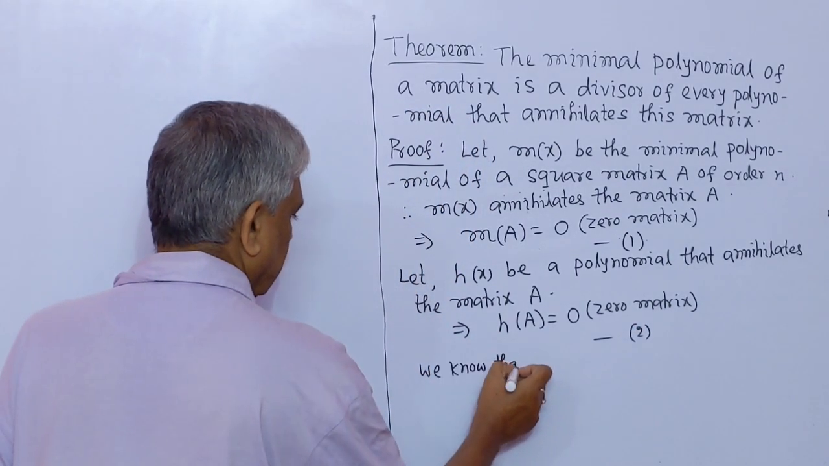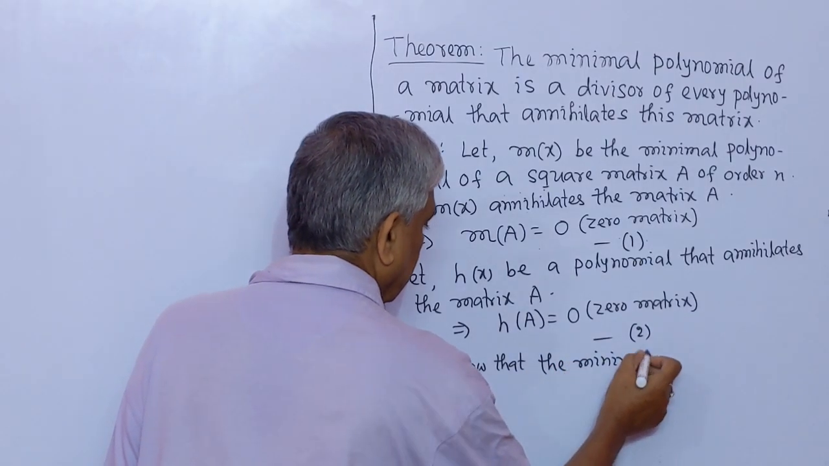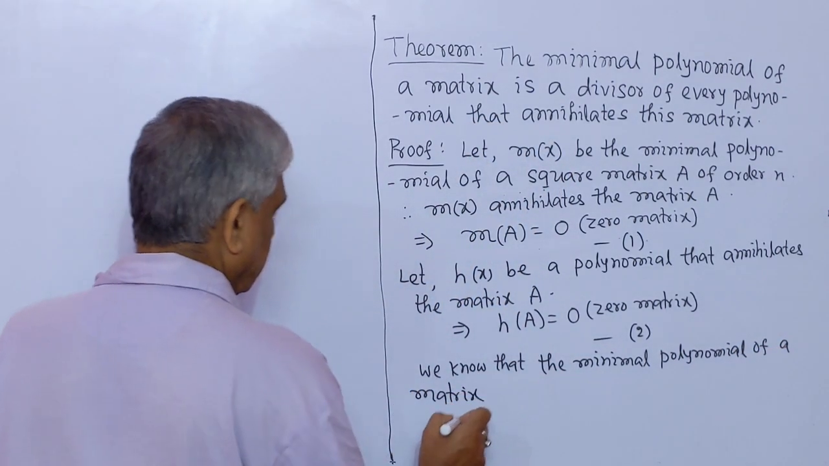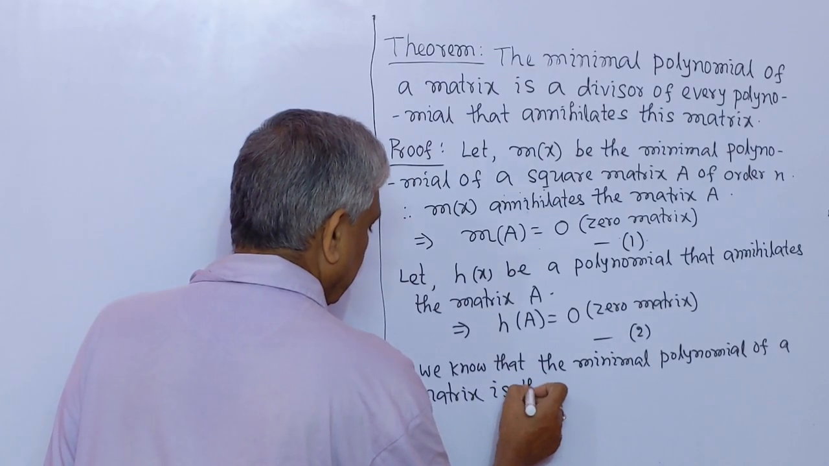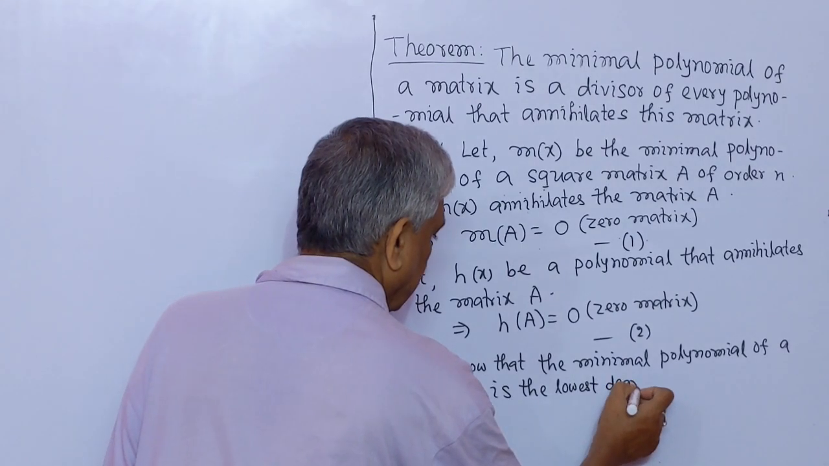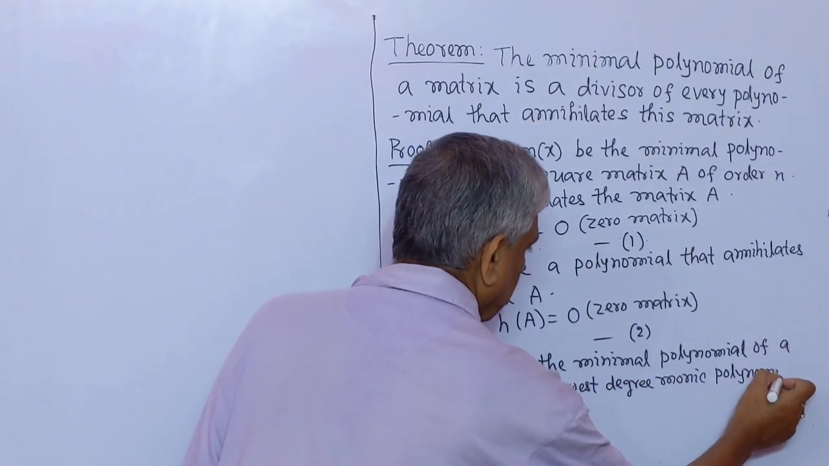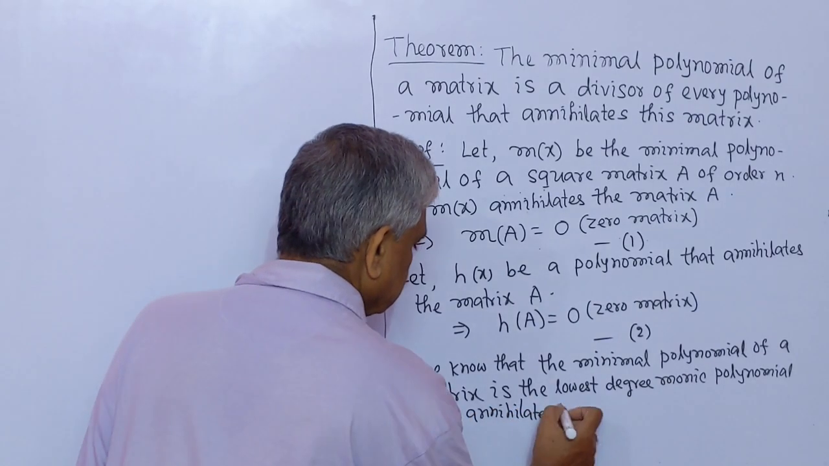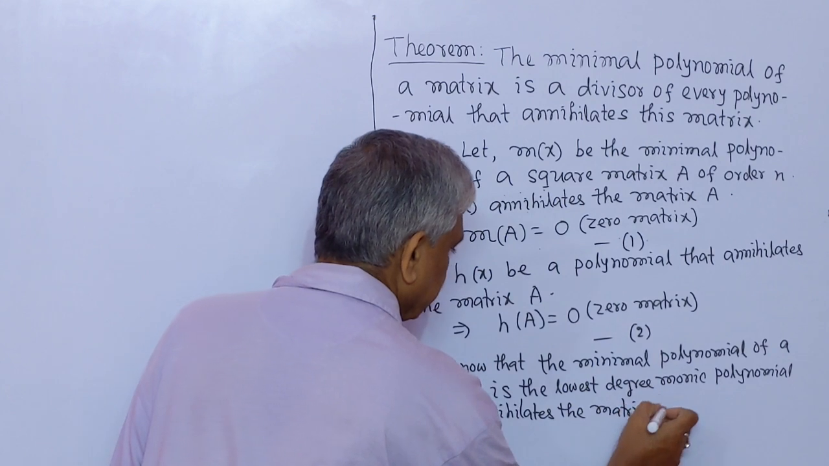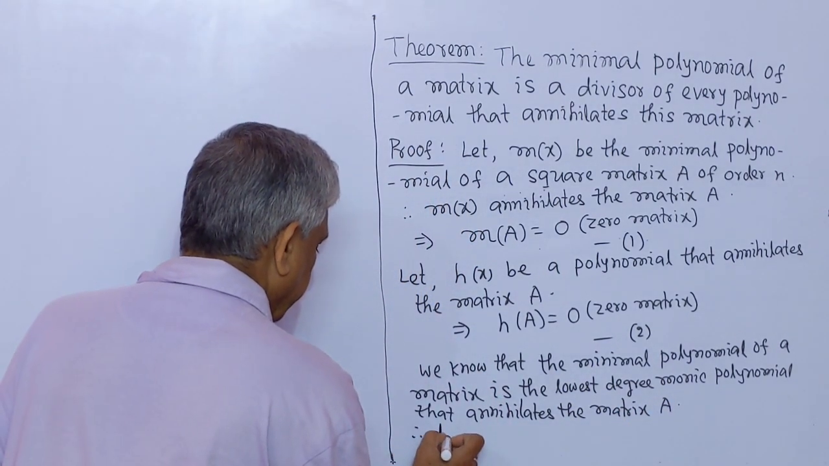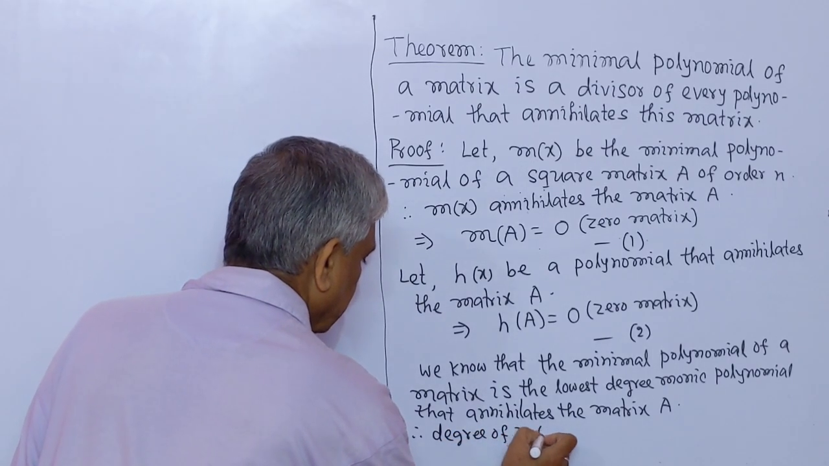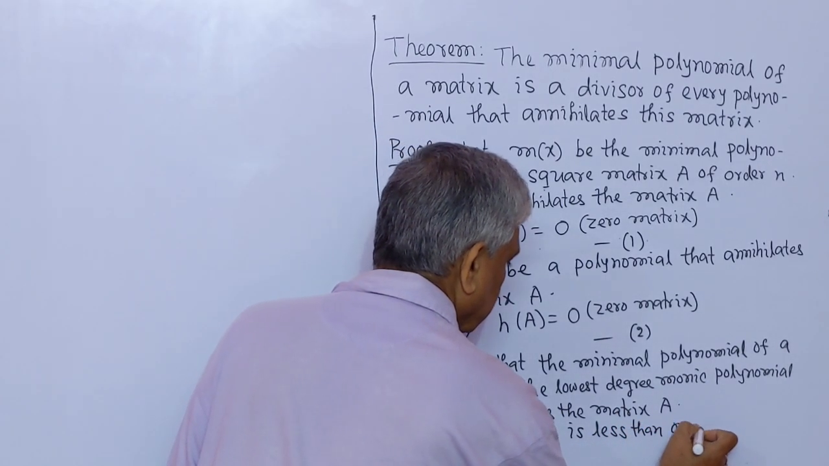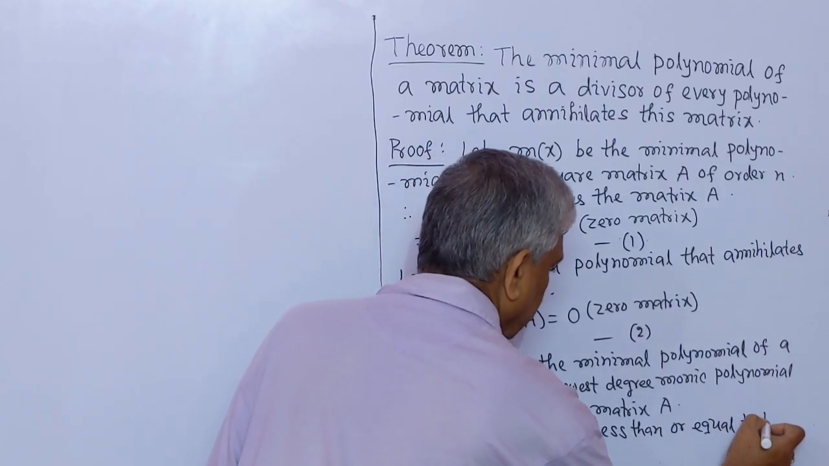We know that the minimal polynomial of a matrix is the lowest degree monic polynomial that annihilates the matrix A. Therefore, degree of m(x) is less than or equal to degree of h(x).